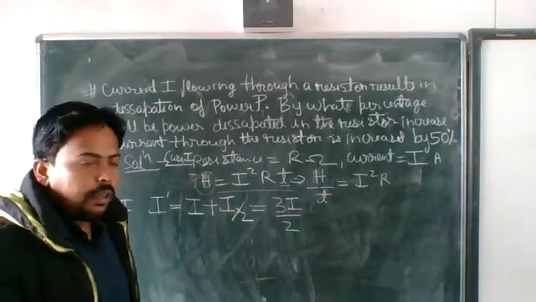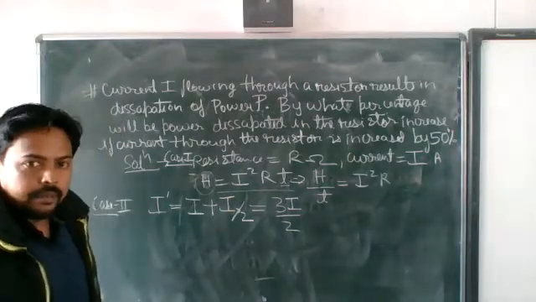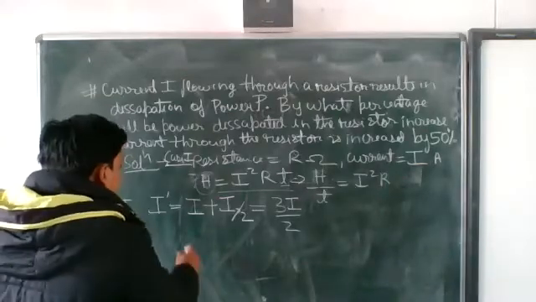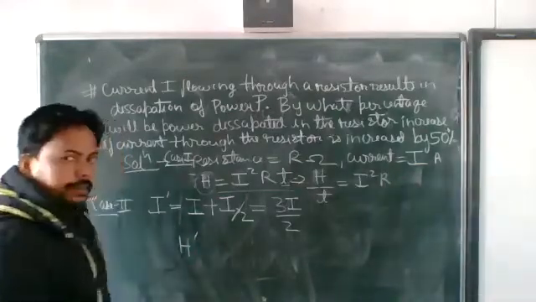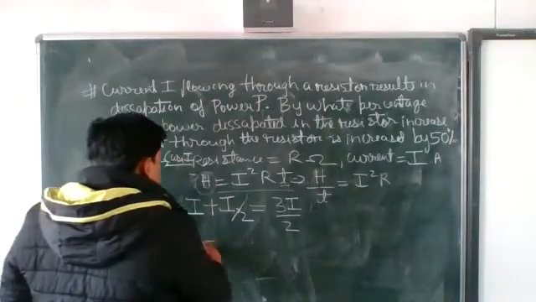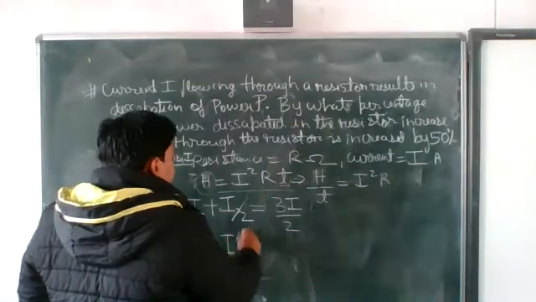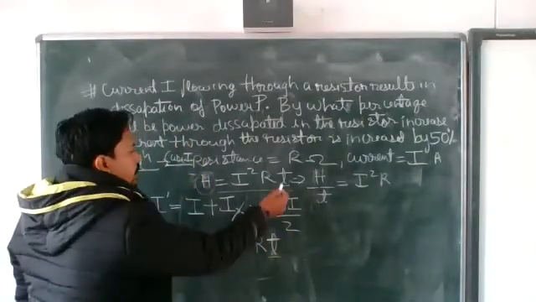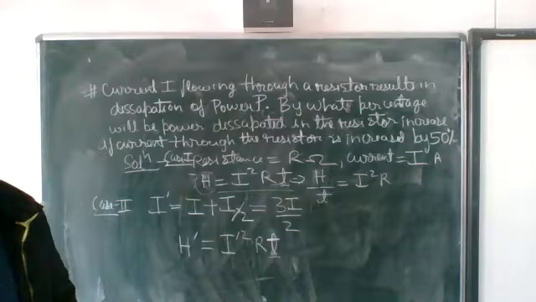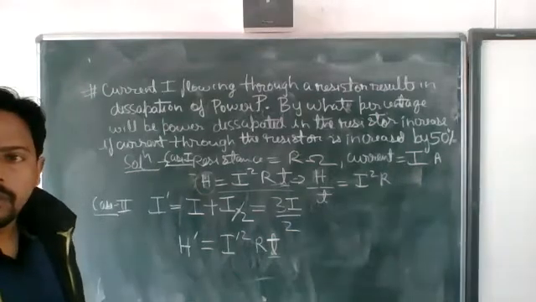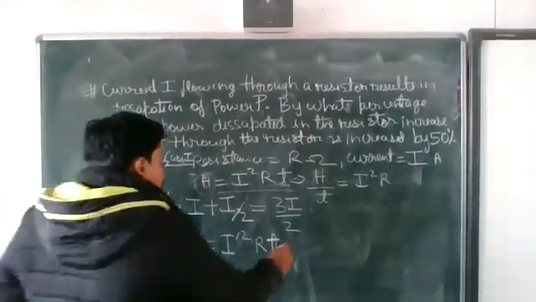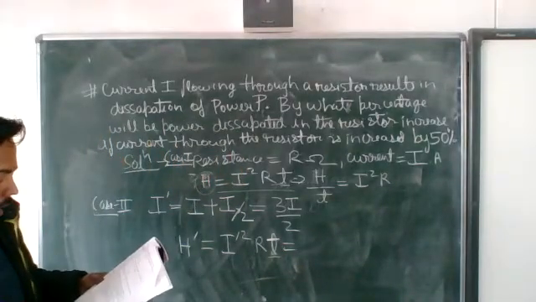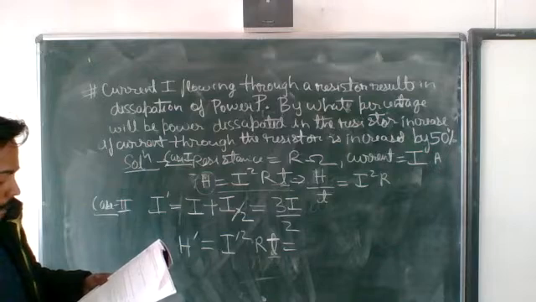So for this, what will be the power dissipated, or the energy consumption? In that case, let us say it will be H dash, and that will be I dash square into the same resistance for an equal interval of time. The time is the same in this case and in that case. So now we just have to place the values.